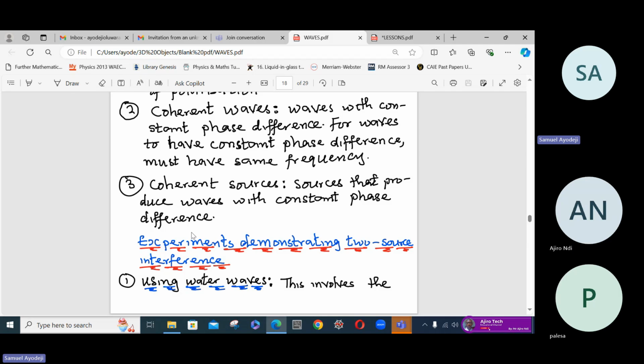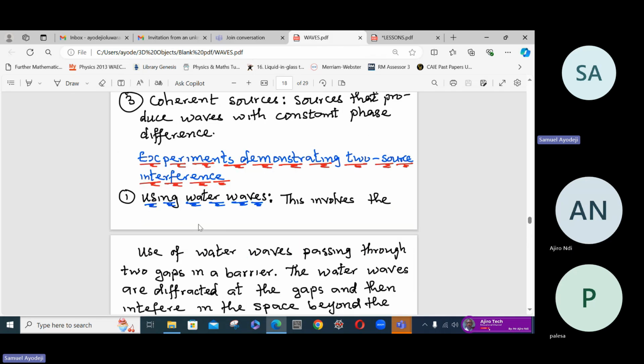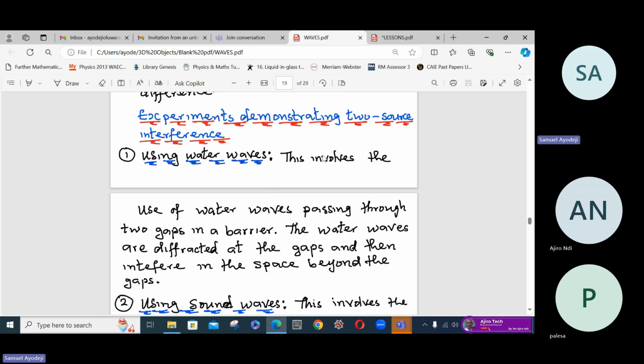The source that produces waves with a constant phase difference. So, to come to another topic, two sources now, interference. I think there were four methods here. You have to define interference and give the experimental verification of interference. It depends on what you have to do, and on which method you have to use.